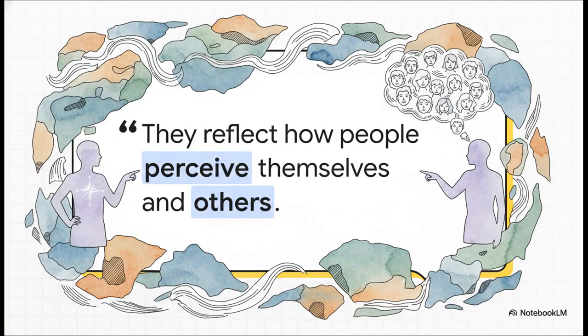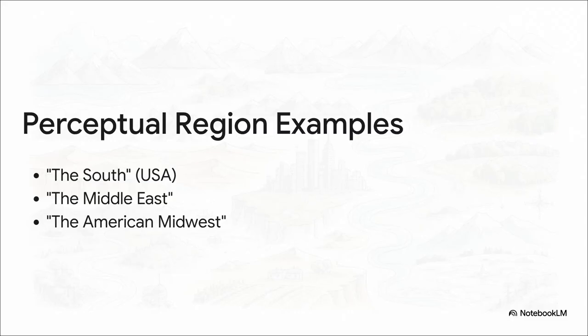And this really gets to the heart of it, doesn't it? Perceptual regions are all about identity. They reflect how we see ourselves and how we see others. And I bet you know exactly what I'm talking about. Places like the South in the US, or the Middle East, or our original example, the American Midwest. If you ask 10 different people to draw a line around the Midwest on a map, I guarantee you will get 10 different maps. And that feeling, right there, that's the hallmark of a perceptual region.